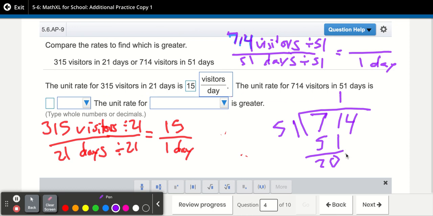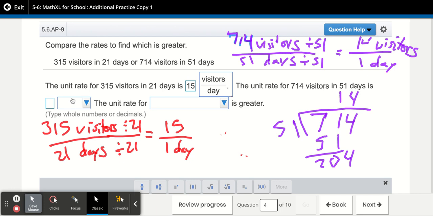And 71 minus 51 is 20. Drop down the 4. So how many times does 51 go into 204? That's 4 times. So we know we get 14 visitors per day.